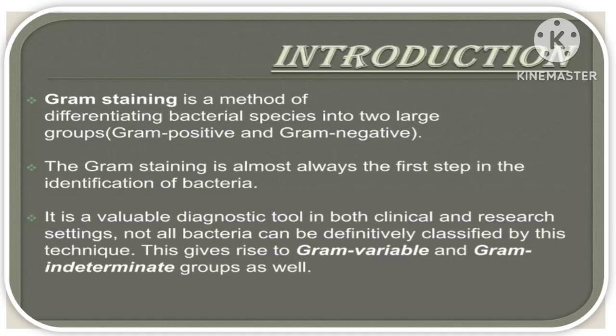Gram staining is a method of differentiating bacteria species into two large groups, Gram negative and Gram positive. The Gram staining is almost always the first step in the identification of bacteria. It is a valuable diagnostic tool in both clinical and research settings. Not all bacteria can be definitively classified by this technique. This gives rise to Gram variable and Gram indeterminate groups as well.